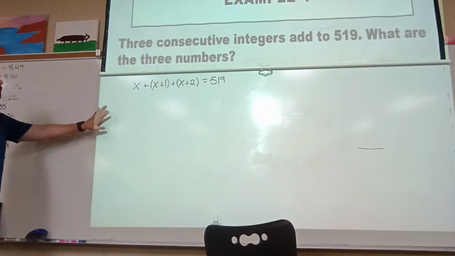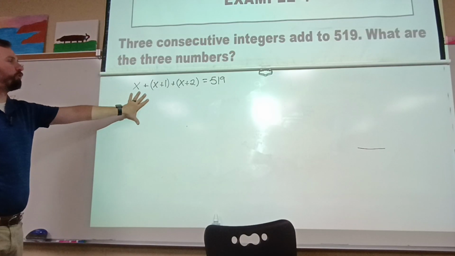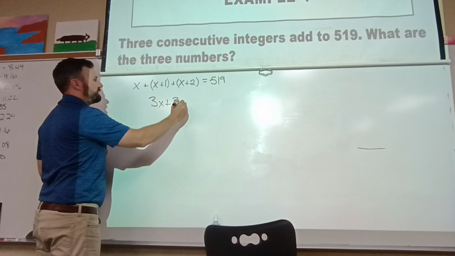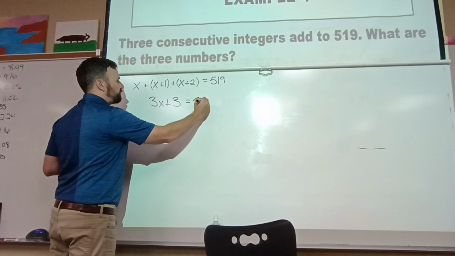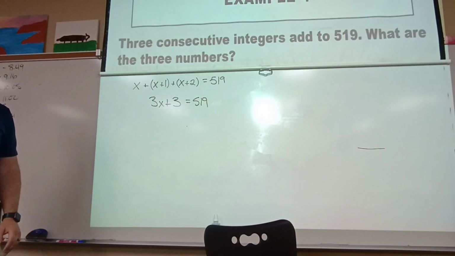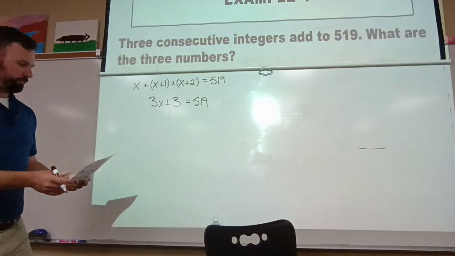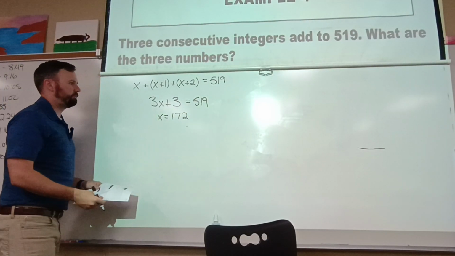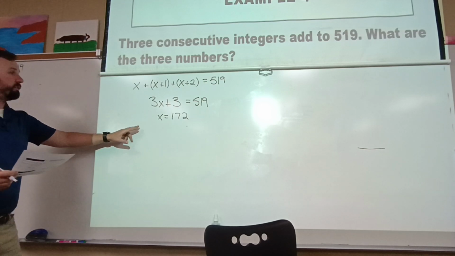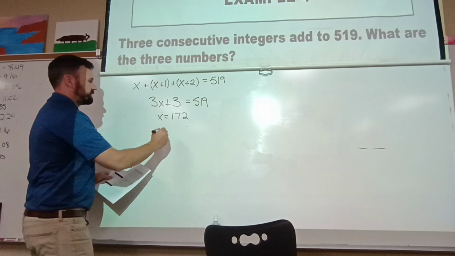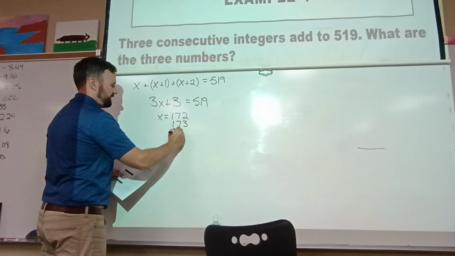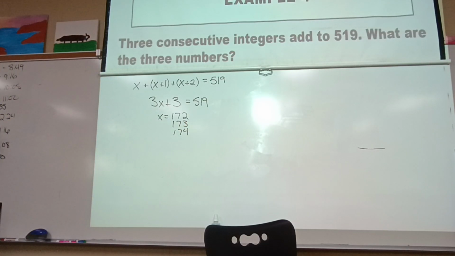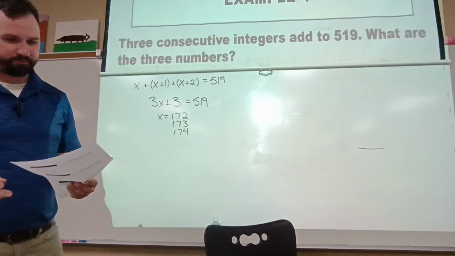So don't overthink these ones. There's none on the homework set like it. But again, if you ever plan on taking any sort of standardized test, there's a really good shot of getting a question like that. So this one I got x is 172 if you solve it. So then that's one of my numbers. How do I find the next ones? Add 1. Or I could just count. Really common type of question.